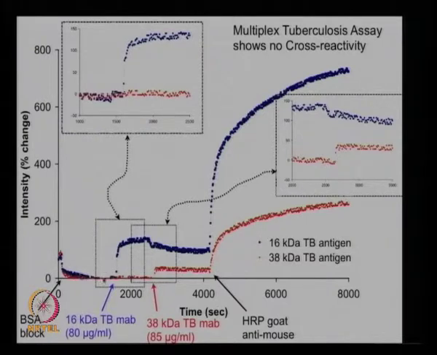That's right. At this point, we introduce the 16 kilodalton TB antibody, and one of the spots got more intense, the other one did not. And then at this point, we introduce the 38 kilodalton, and the other spot got more intense. And then we amplified them both in both spots. Now, the blue one is 16 kD, and the 38 kD is the red one. It is able to measure both simultaneously. That's right.